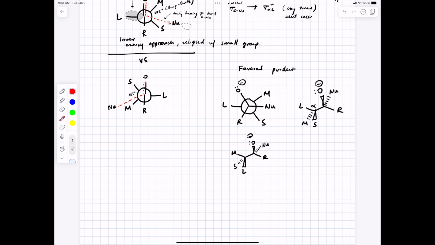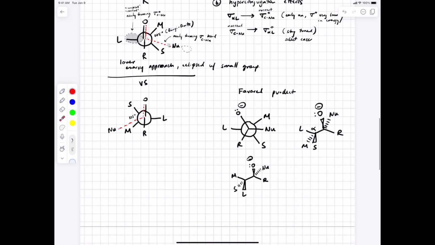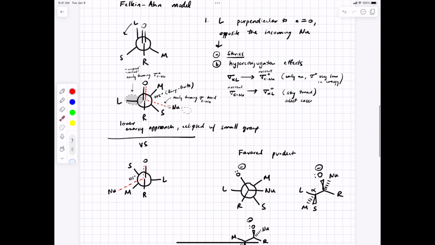Okay, so that's an example of the Bürgi-Dunitz angle's impact on how people think about stereoselectivity of carbonyl additions, and you can use this to try to predict what the major diastereomer should be. People do think about this when they're proposing syntheses of compounds, and so as you see reactions involving carbonyl additions, and oh, this is the major diastereomer, probably along the way, as somebody was designing the synthesis, they thought about this kind of thing.